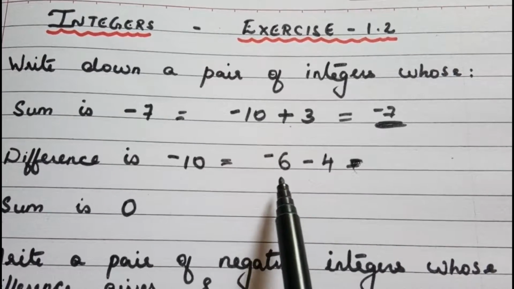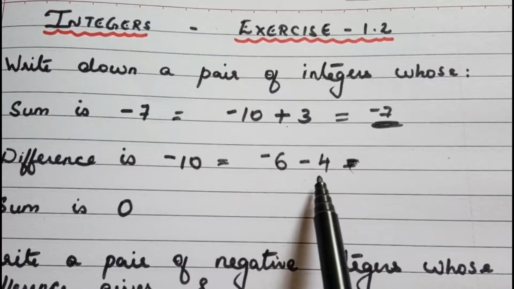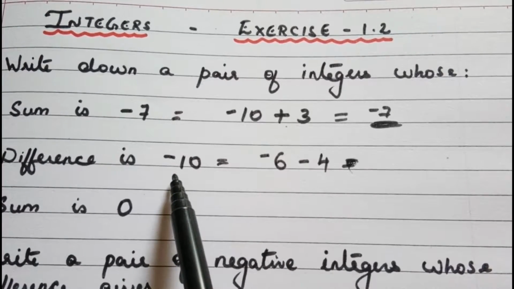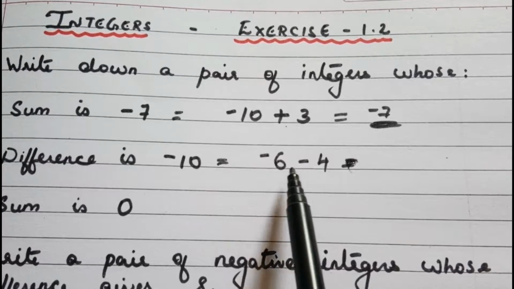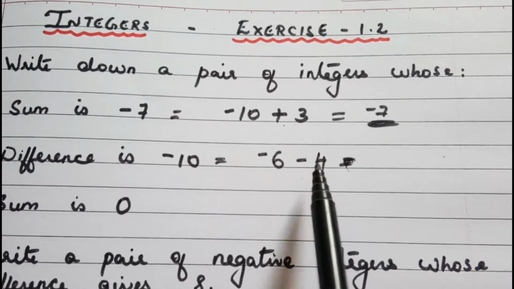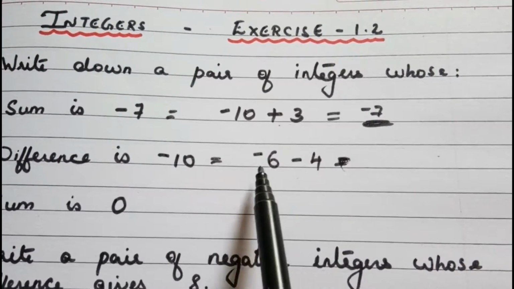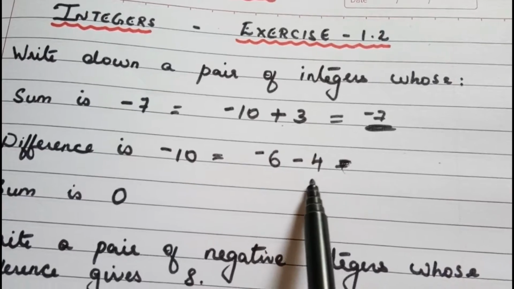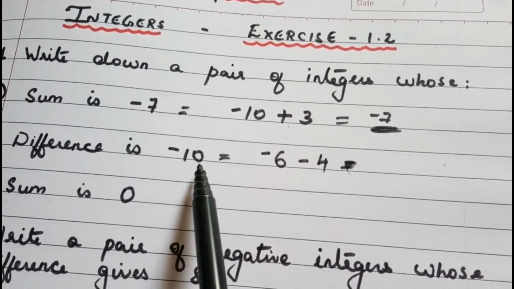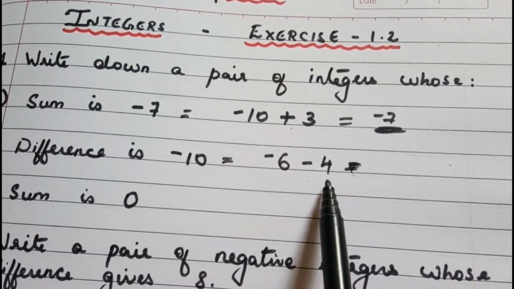So for that, the bigger number should be a negative integer, correct? And since it is a difference and we need to get the answer as minus 10, minus 6 and minus 4 will give you the answer minus 10. Why? Because if both the negative integers are there, we need to add and put the minus sign. Clear? So minus 6 minus 4 is the answer.